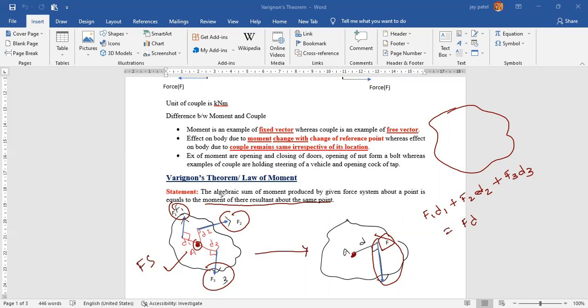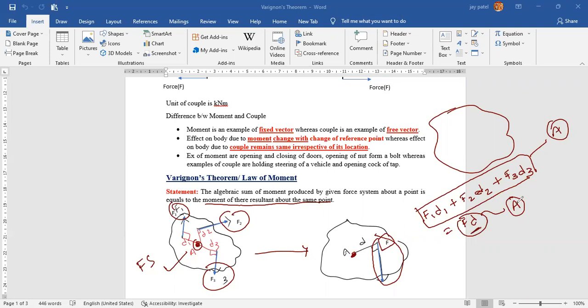So as per the Varignon theorem statement, we can say that F1 D1 plus F2 D2 plus F3 D3 is equal to F into D. This is nothing but the algebraic summation of moments produced by the force system about a point, which is point A, is equal to the moment of their resultant about the same point. F is your resultant, and again we are taking a moment about A. I hope this statement is clear.